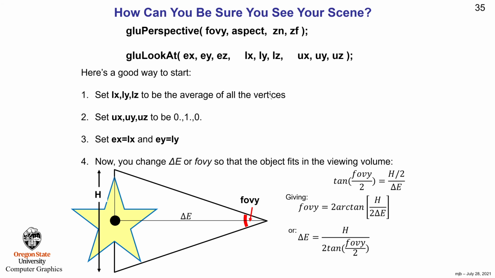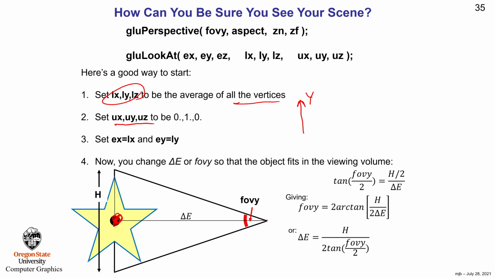Okay, supposing here's my object, it's that big yellow star. I need to know the eye position, look at position, and up vector. Well, typically if we don't know anything else, we average all the vertices together to get the look at position. So right here is where we want the eye to look, right at the center of gravity of the object. I'm going to set the up vector to 0, 1, 0 because we're always drawing with y going up. And I'm going to set the eye as level with the look.